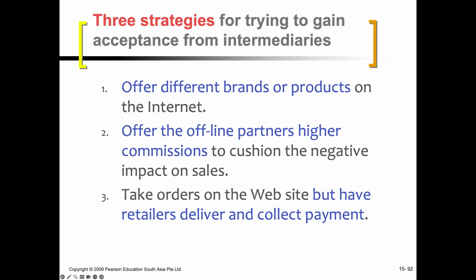Second strategy is to offer the offline partners higher commission to cushion the negative impact on sales. And the third one is to take orders from the website, but have retailers deliver and collect the payment. A lot of brands are doing this: website order, but they give their retailers the freedom or the power to do the logistics by delivering and also to collect the payment as well.